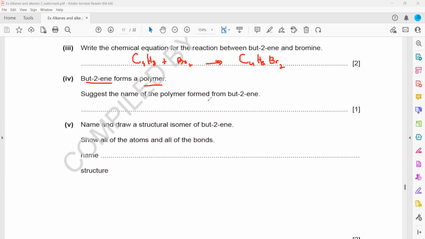Butene forms a polymer. Name the polymer which is formed. Polybutene. The name of the polymer comes after the monomer. So if the monomer was butene, the polymer will be polybutene.